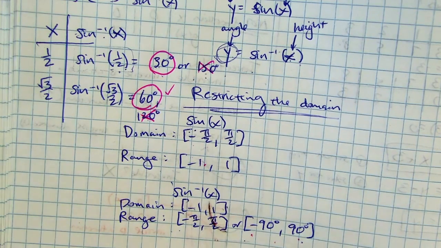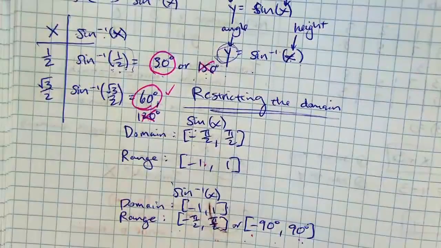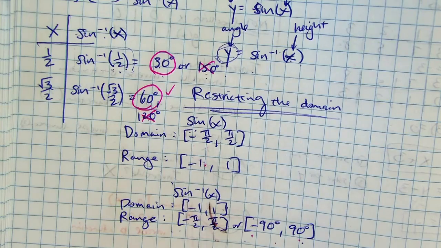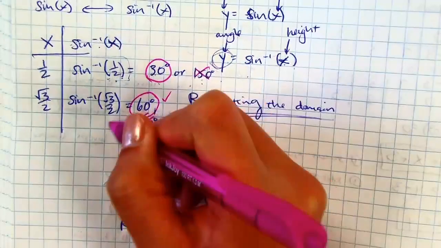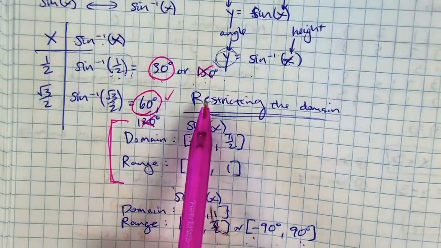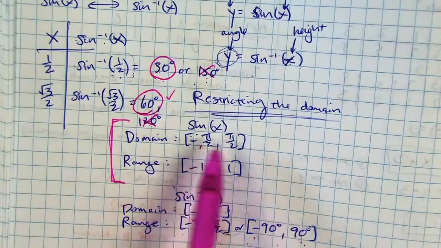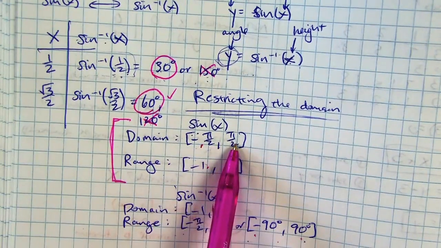So that is all I wanted to say about sine. In the next video, I'm going to just quickly go over a few examples on cosine and also give you the convention for what we restrict the domain of cosine and tangent. So for sine, you'll want to remember that we restrict the domain to negative pi over 2 to pi over 2. And that's how you determine which value you want.